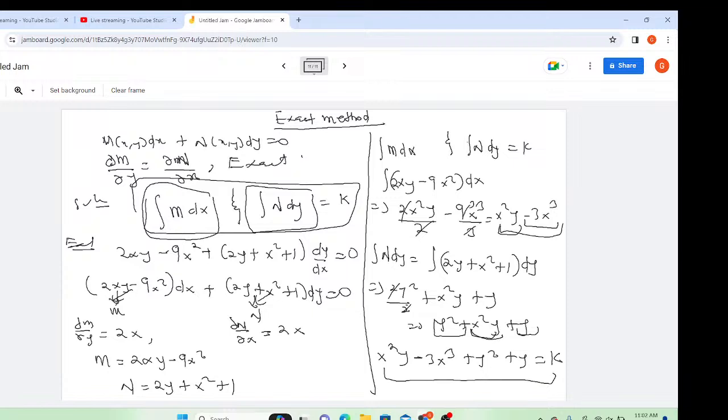Let's say we're given an initial condition of y of 0 equals negative 3. So when x is 0, y will give us negative 3. X is 0, so this part will go to 0. X is 0, this part will also go to 0. Y is 3, so this part will give us 9. And then y is negative 3, so minus 3 equals k. So our k becomes 6. And then we will write the whole equation and put 6 here.